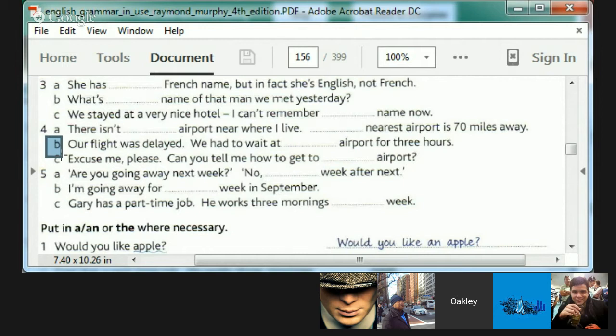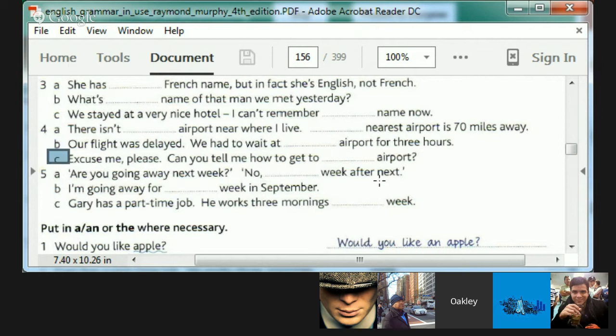And B. Our flight was delayed. We had to wait at the airport for 3 hours. We already know the airport, because he says our flight. Okay. Excuse me, please. Can you tell me how to get to the airport?